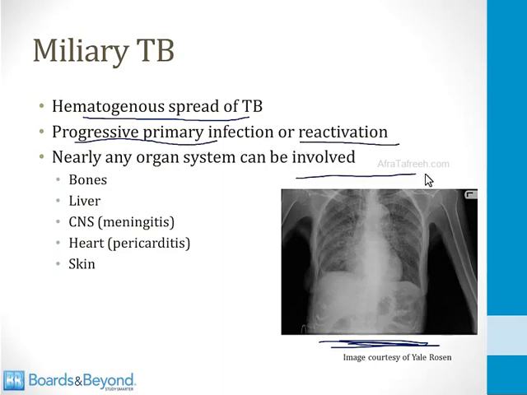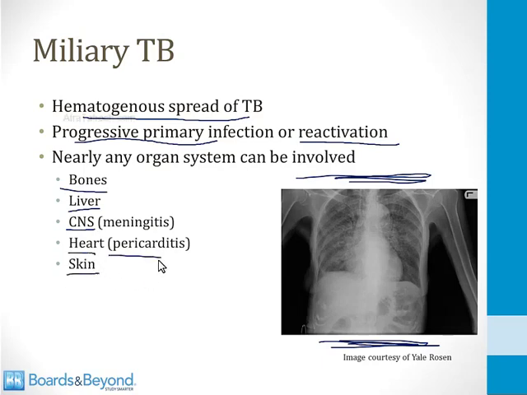And not only are both lung fields involved, like in this example in the chest X-ray, nearly any organ system can be involved. The TB infection can spread to bones and liver. It can go to the central nervous system and cause meningitis. It can go to the heart and cause pericarditis, and it can go to the skin.